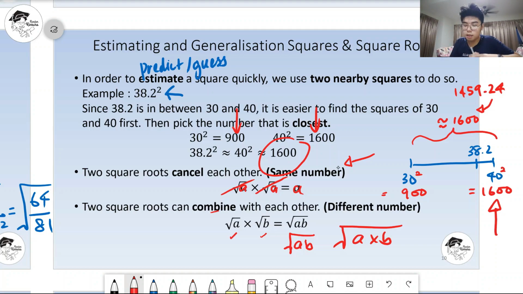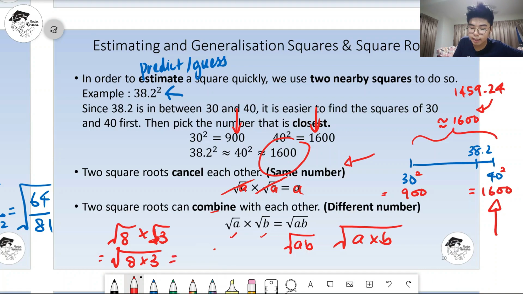Maybe let's say it's going to be square root 8 times square root 3. Okay, it's hard to do, but if you put it together, you realize it's actually square root 8 times 3. That means your answer is square root 24. If you key in the calculator, you will get the same answer. Let's do square root 8 times square root 3, your answer is going to be 4.89. If you put square root 24, you will also get 4.89. Same answer. Okay, so that is what it means.